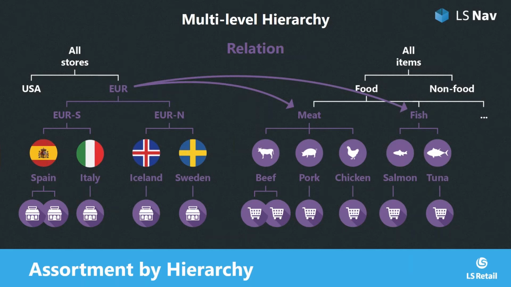Let's imagine we want to exclude the beef product group from our current assortment, but only for the North European stores. We can create an exclusion rule between groups, and all stores and items below those groups will inherit this setting automatically. So it's far more transparent to our users what rules we have set up compared to the store groups and stores approach.